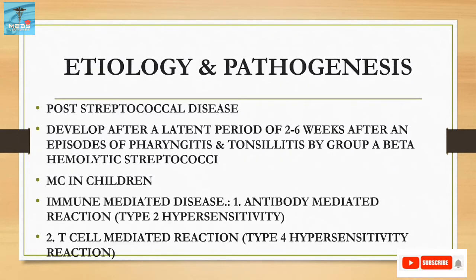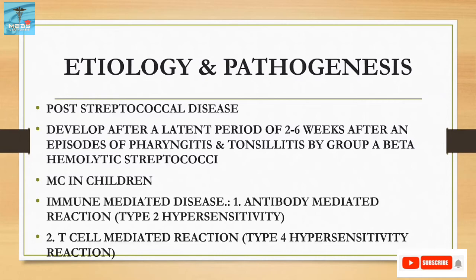Then about etiology and pathogenesis of rheumatic heart disease. We know that it is a post-streptococcal disease, and it develops after a latent period of 2 to 6 weeks after an episode of pharyngitis and tonsillitis by group A beta hemolytic streptococci, and it most commonly occurs in children. It is an immune-mediated disease which involves antibody-mediated reactions, that is type 2 hypersensitivity reactions, and T-cell mediated reactions, that is type 4 hypersensitivity reaction.